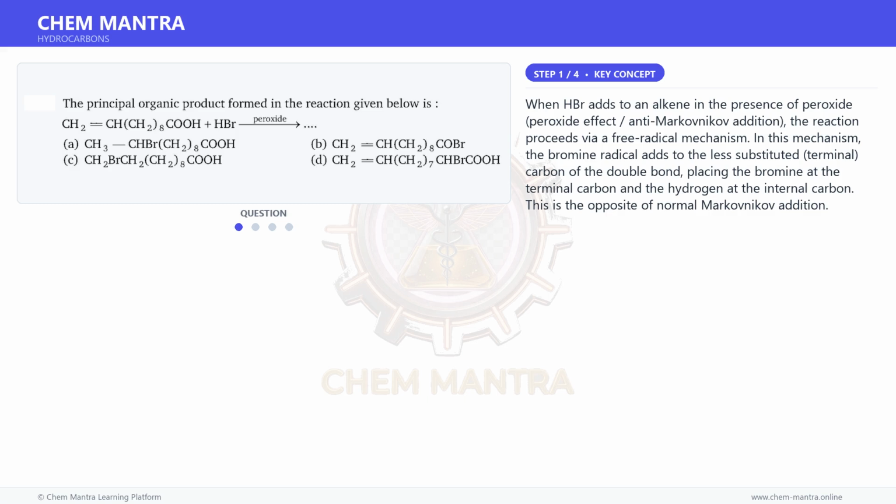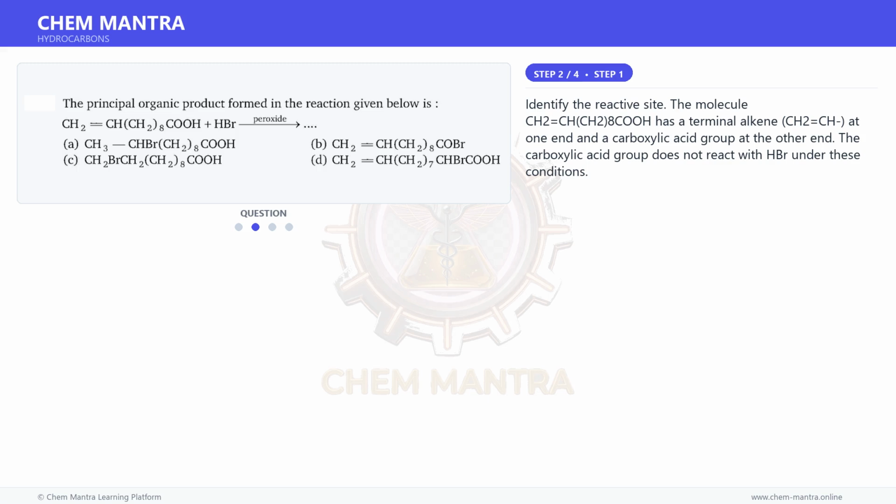When HBr adds to an alkene in the presence of peroxide, the peroxide effect, anti-Markovnikov addition, the reaction proceeds via a free radical mechanism. In this mechanism, the bromine radical adds to the less substituted terminal carbon of the double bond, placing the bromine at the terminal carbon and the hydrogen at the internal carbon. This is the opposite of normal Markovnikov addition.